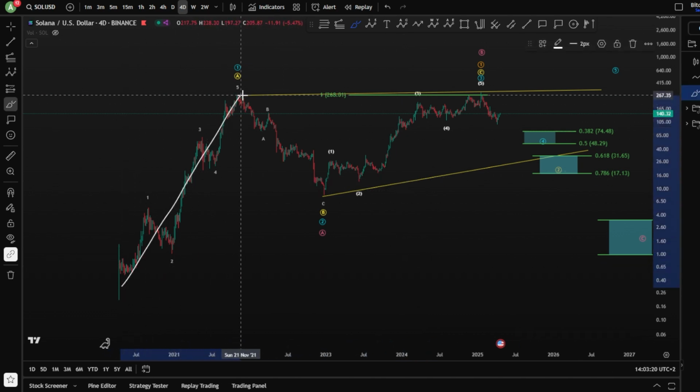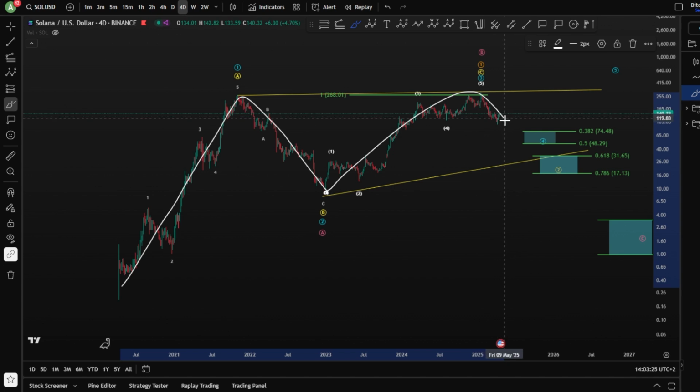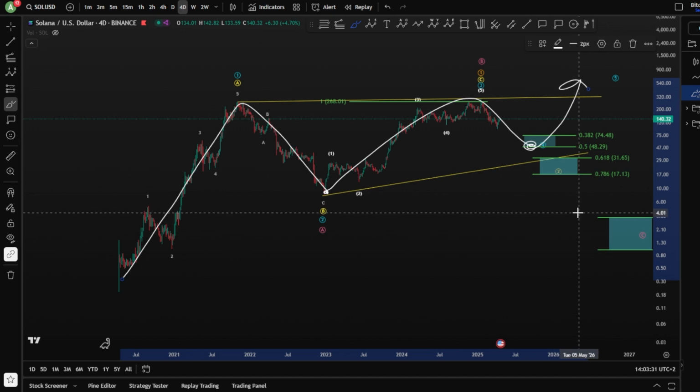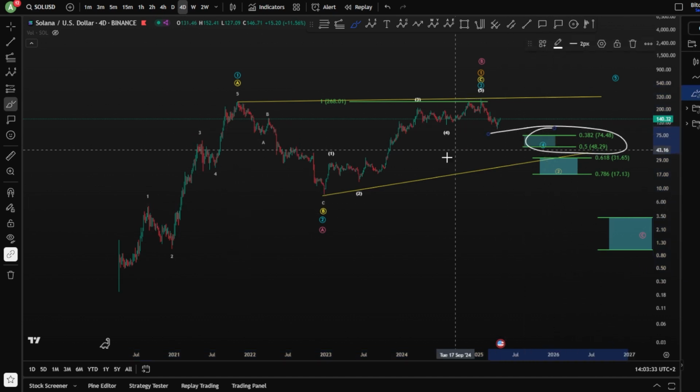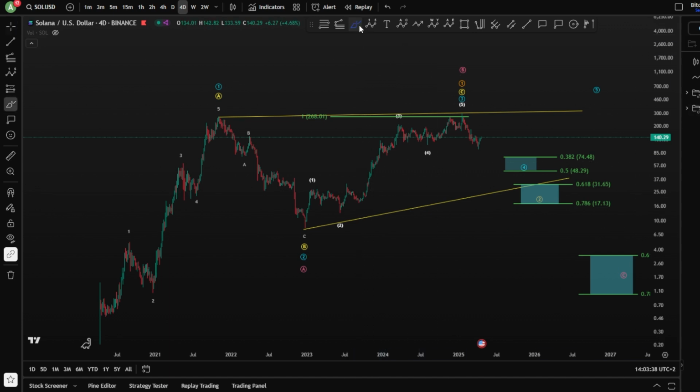Another possible scenario is a double 1, 2. You finish a 1, 2 here, you have another impulse as a wave 1, and you're looking for a wave 2 again to move, of course, for a massive and explosive wave 3 toward the upside after hitting the 0.38 Fib level, which is a minimum requirement for a wave 2.